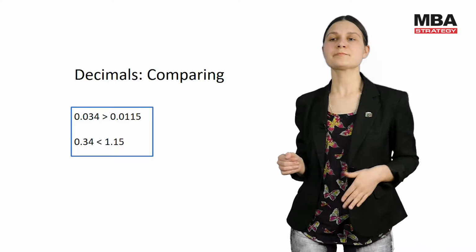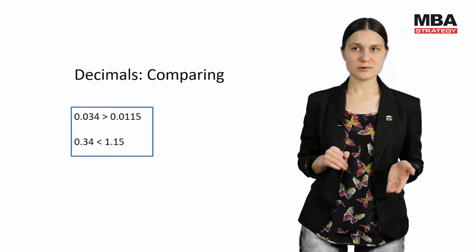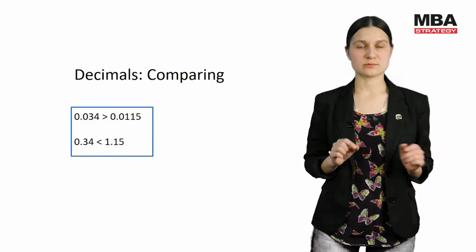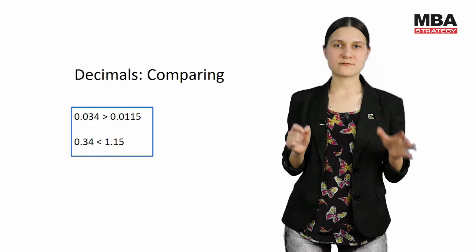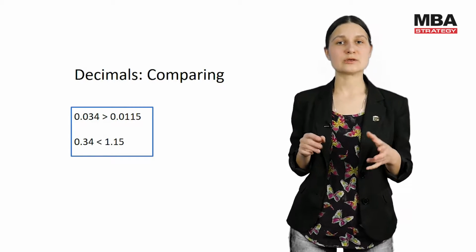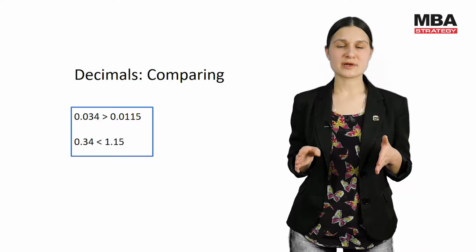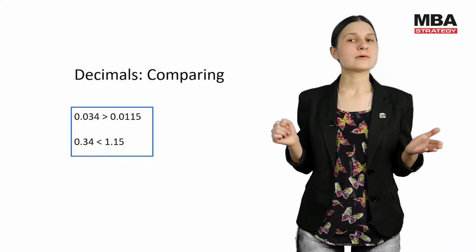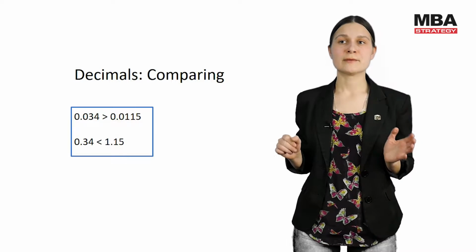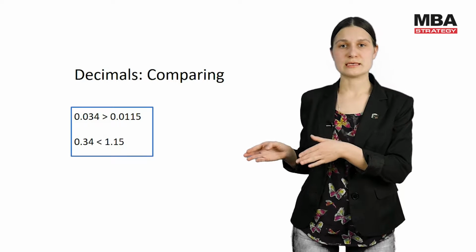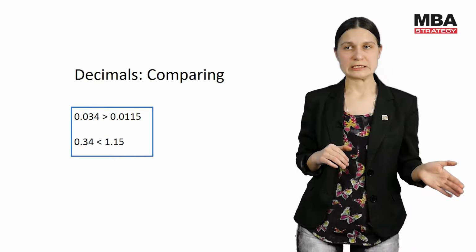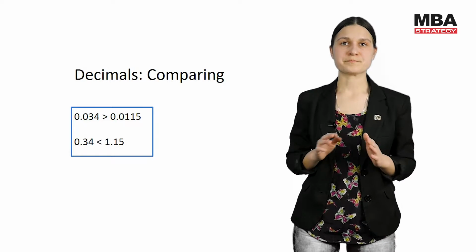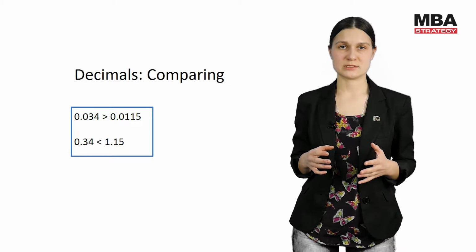And in the second example, we still have kind of the same numbers, but now the decimal point is moved a bit. And the first units digit is greater in the second number. It's 1, and 1 is greater than 0. This brings us to the second number now being greater than the first one. So what you need to remember, consider decimal places when you compare decimals.